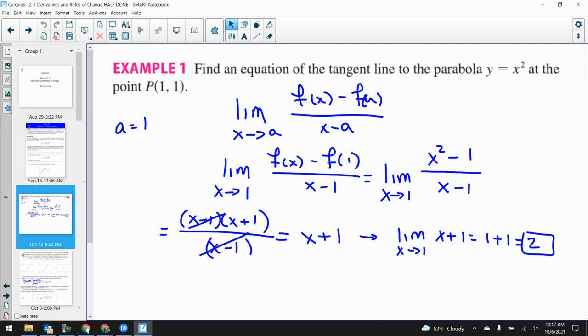We have another one too. And we said, okay, we've got this. Let's plug in x squared. Let's plug in our a value being the x value and see what we get. We got the limit to be 2. And we can use that value of 2, the slope of the tangent line, to create the equation of the tangent line as well. Okay?